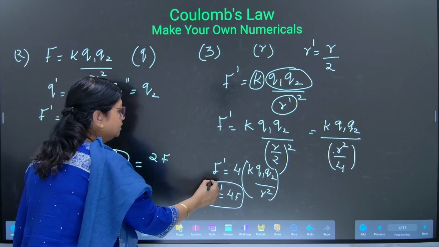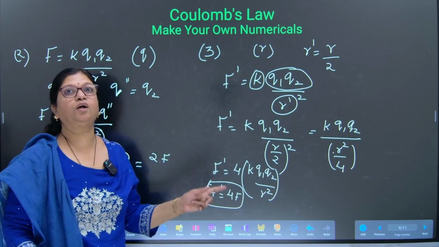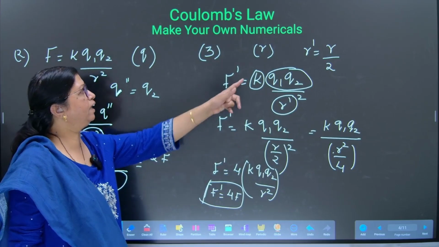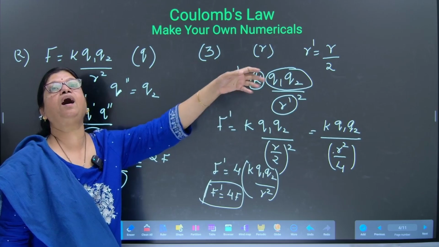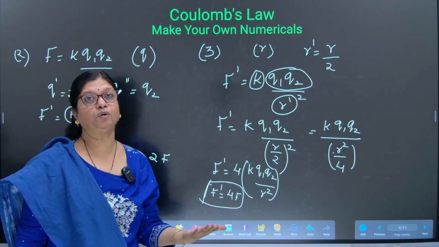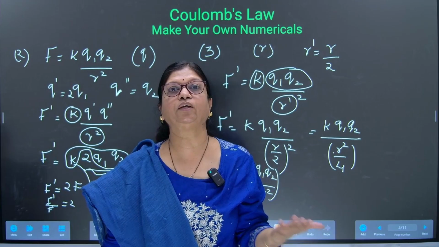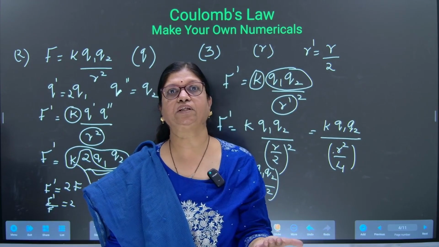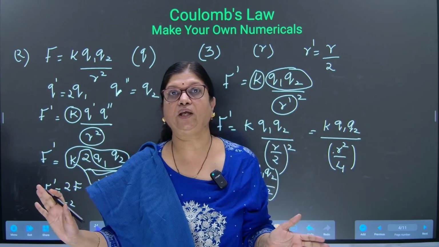So this is the new force provided the old arrangement is changed such that we have reduced the distance by half. Sometimes they may only say reduce the distance by half, or they can just give you the value. Now the distance is r by 2. Whatever it is, understand the language and substitute in the formula. You have no other way out.